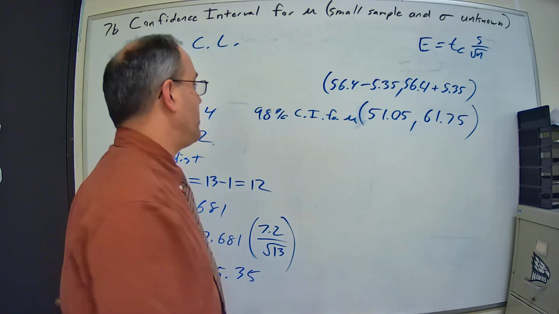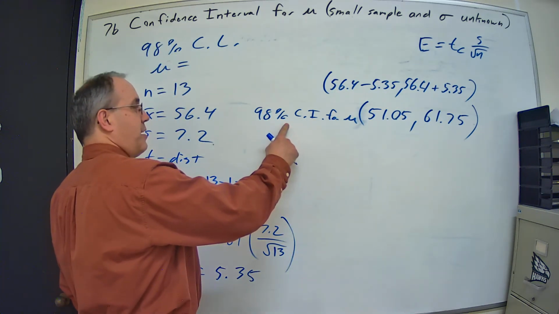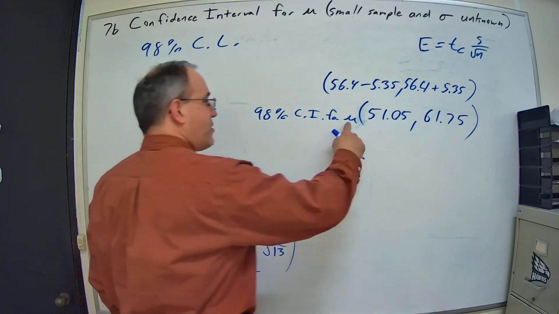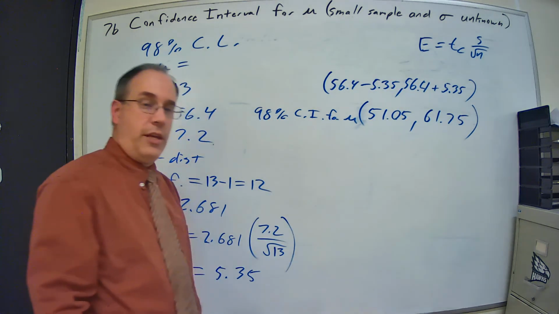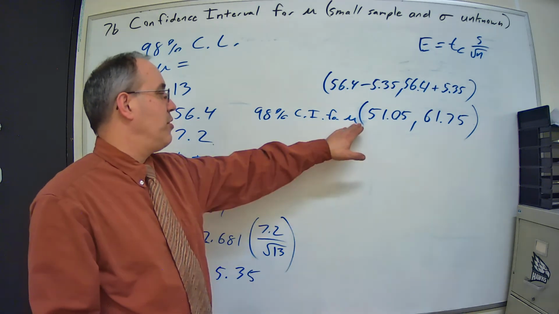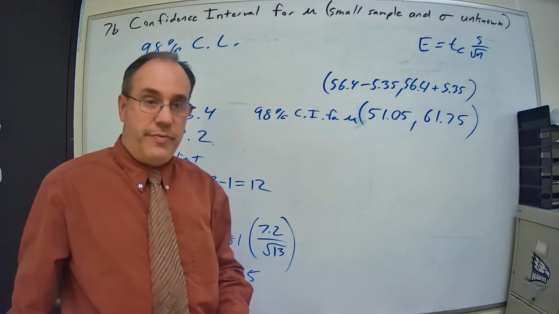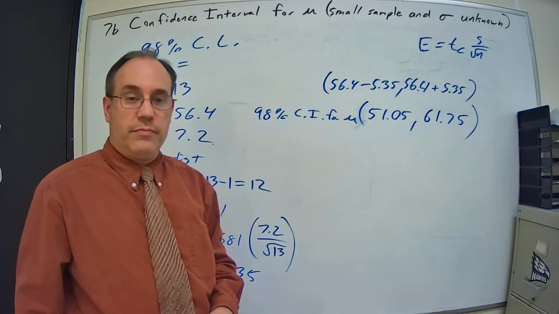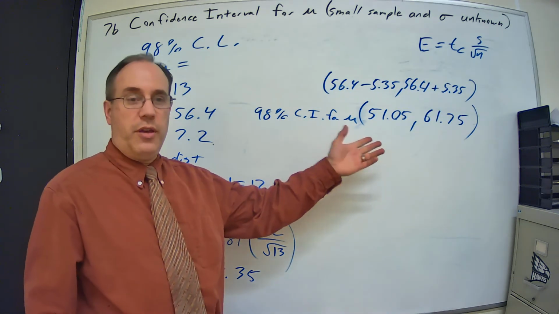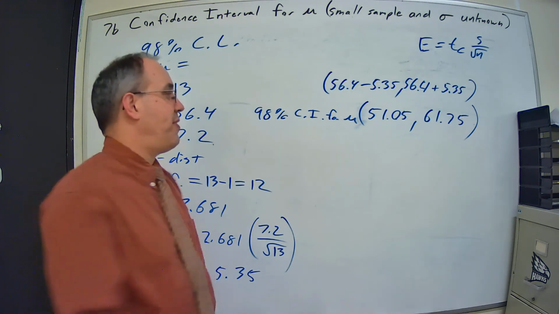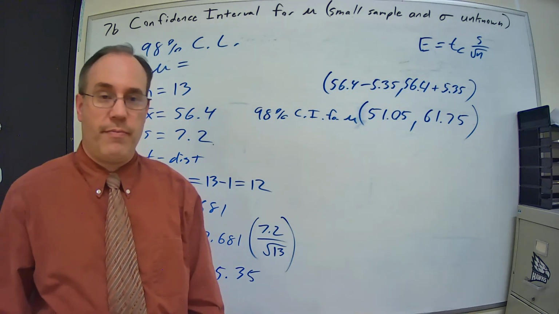You've got to put all these things in there. You have to tell me what percentage it is for the confidence level. You have to tell me that it's for the population mean. If you leave that out, then you didn't do it properly. You've got to give me all that information. Without it, we don't know what this interval is talking about.